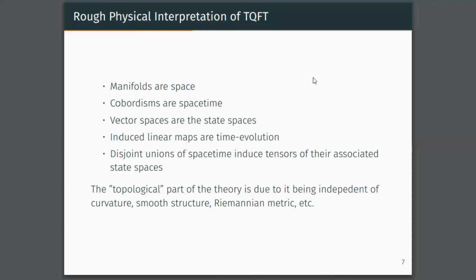Sorry, one of the last things is that if we have normally two independent quantum systems and we consider their states as a whole, those states are the tensor product of their individual states, so we have that here as well. And so a big part of the theory, this topological thing, is that we're asking that our quantum field theory is independent of anything like curvature of space-time. So we don't care about relativity.